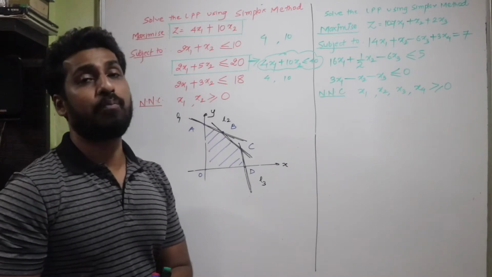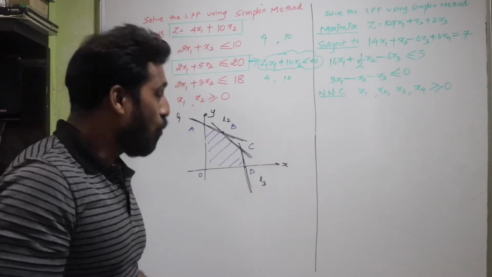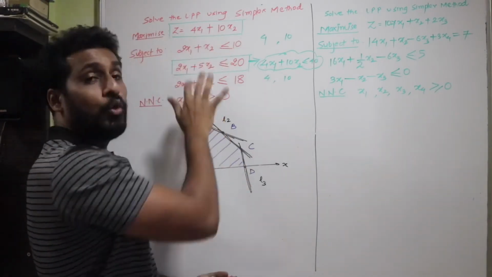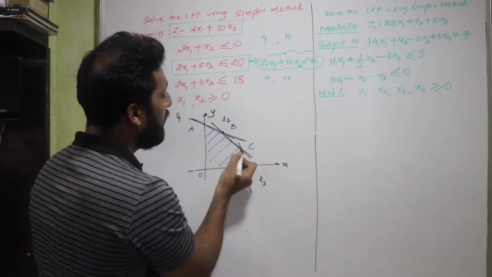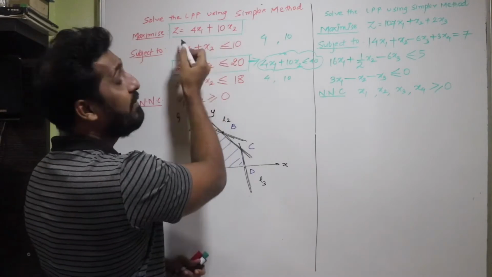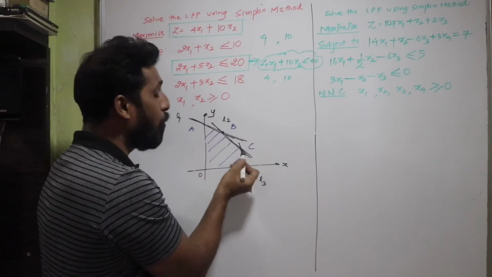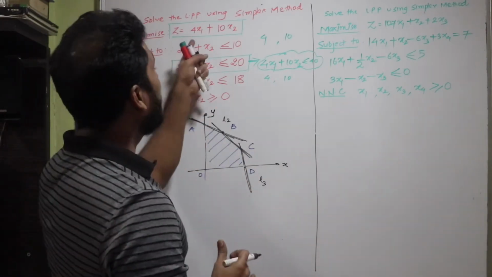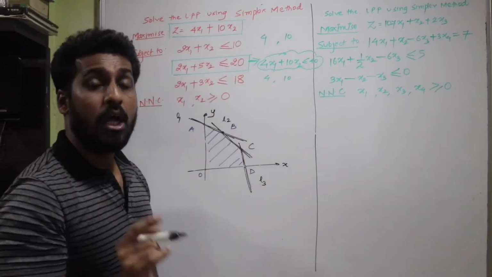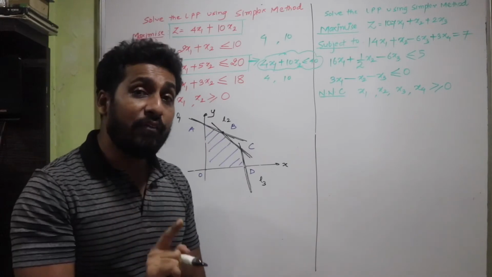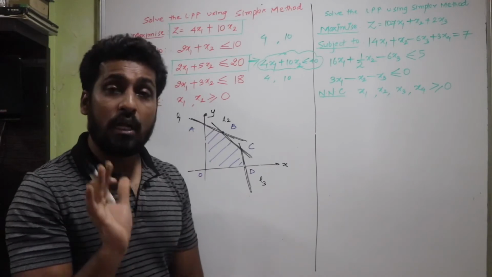But sometimes there might be 2 or more points which can give us the same optimum value. For instance, take points B and C. Let's say both of them are giving us the optimum solution. Now when points B and C both are giving the optimum solution, we say that the given linear programming problem has infinite solutions.